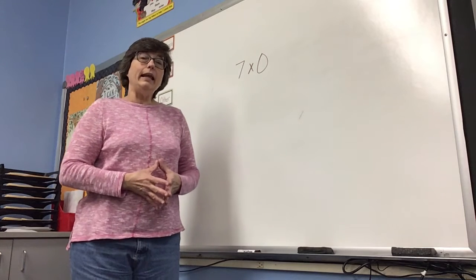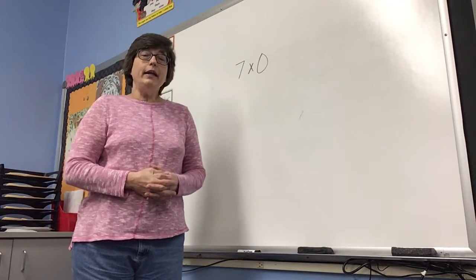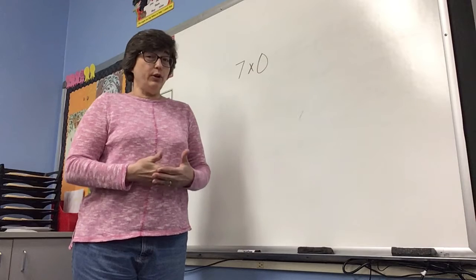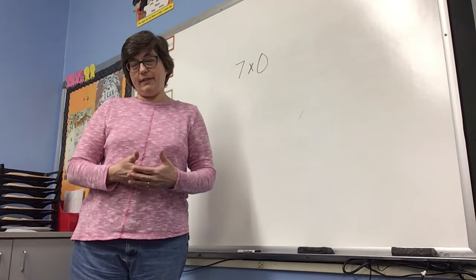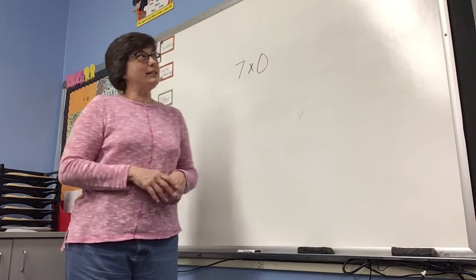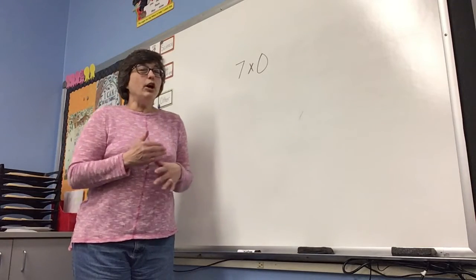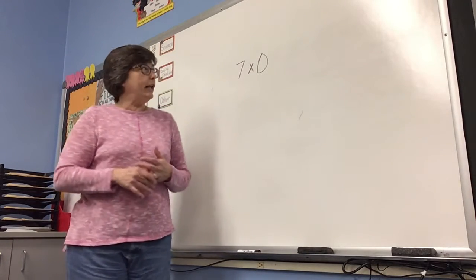In lesson 85.1, it's talking about multiplying by zeros and multiplying by fives. Pretty simple, right? Okay, I think we already know this, but let's go over it quickly anyhow.